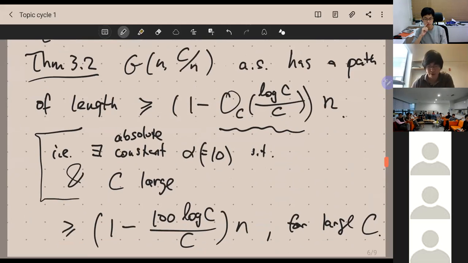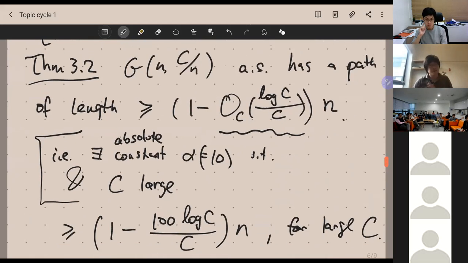Where is it? Here, 3.2. So the answer is no to your question. The best possible bound is in fact exponential in C, the error term. Here it's only polynomial, 1 over C. You will see it's roughly C times e to the negative C, some exponential. Thank you.